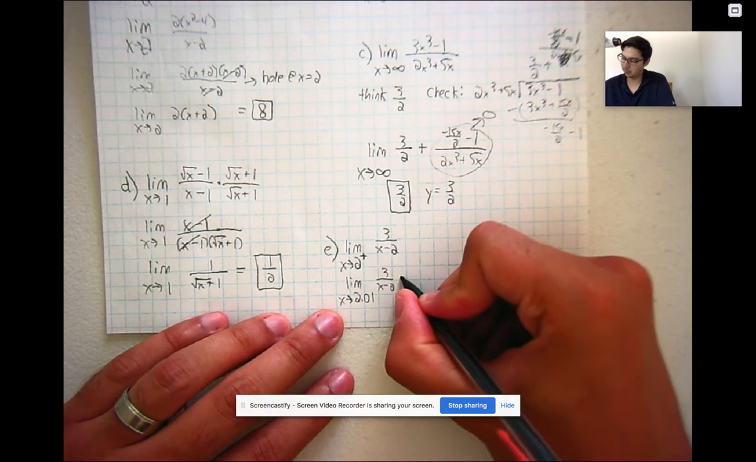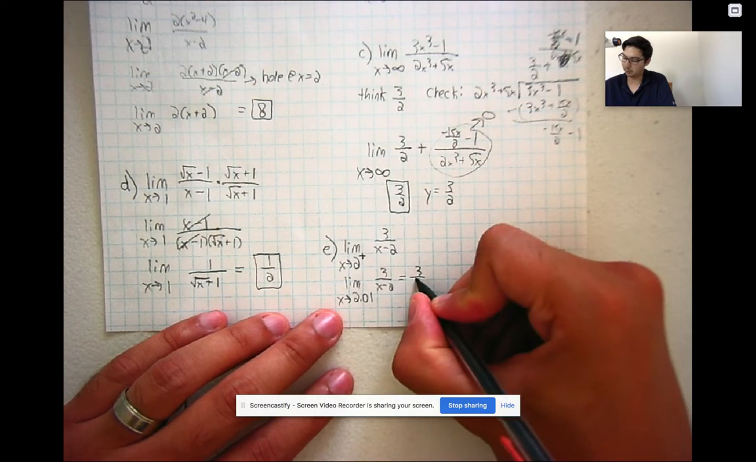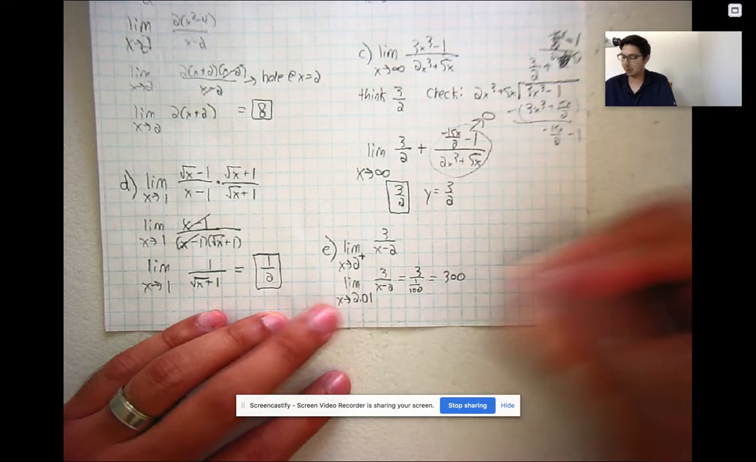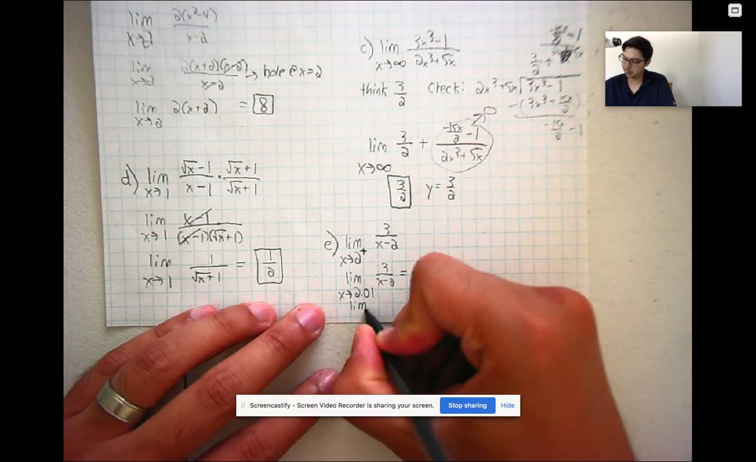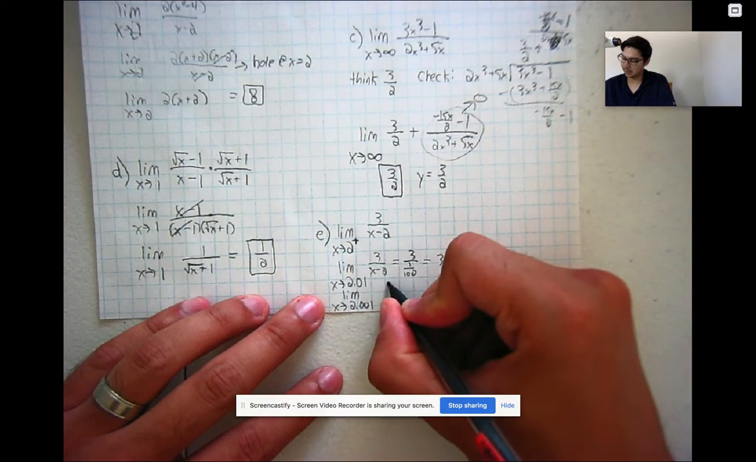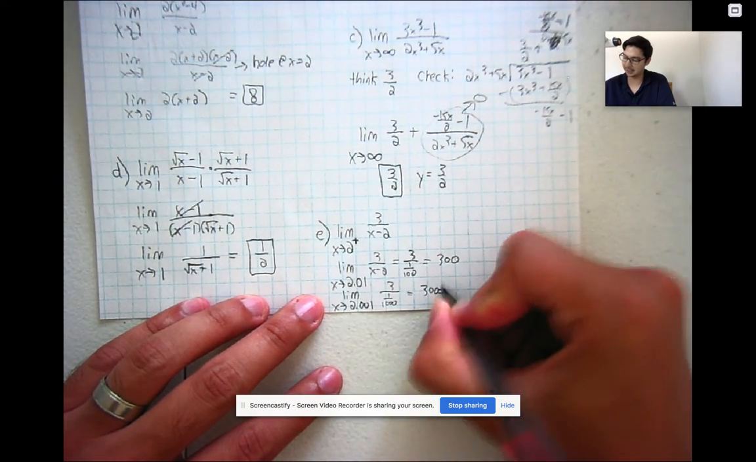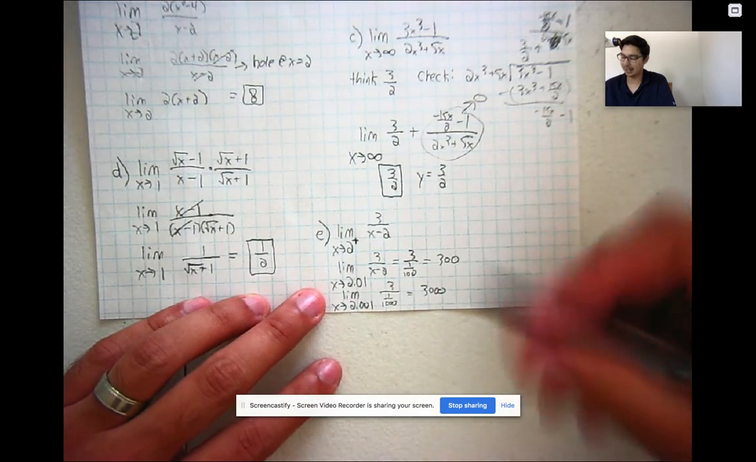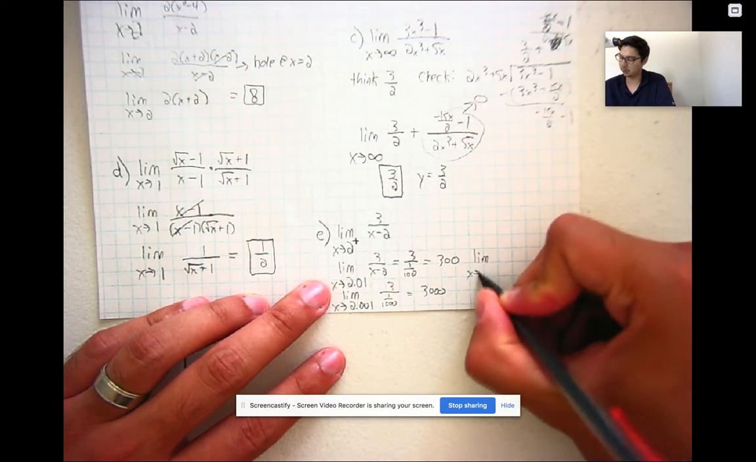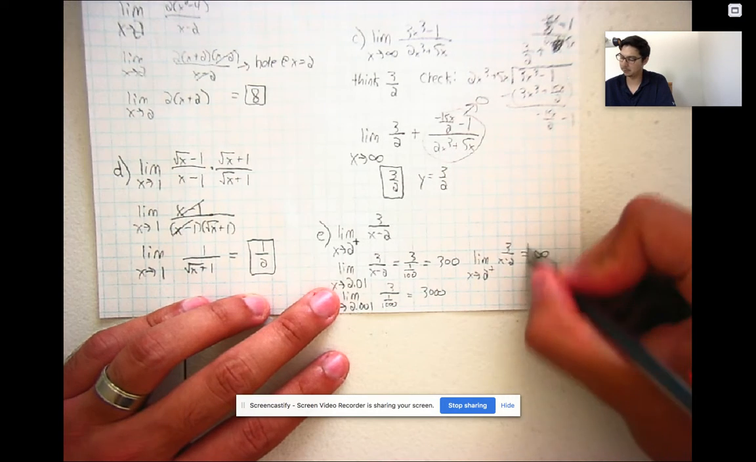You plug in 2.01, you'd be at 3 over 0.01, which is 1/100th. And that gives you 300. Okay. What if we get even closer? So if I plug in 2.001, well, that's going to give me 3 over 1/1,000, which is 3,000. And what I'm seeing is that these are getting larger. So my guess is that the limit as x approaches 2 from the right of 3 over x minus 2 is going to approach infinity.